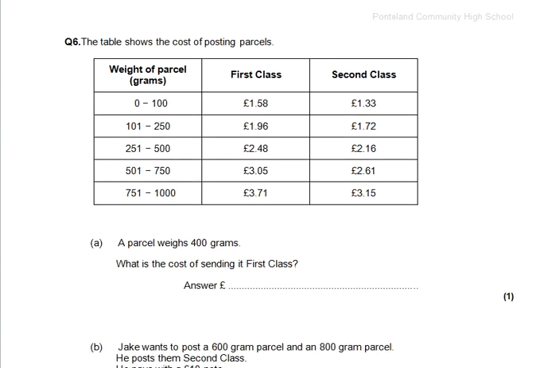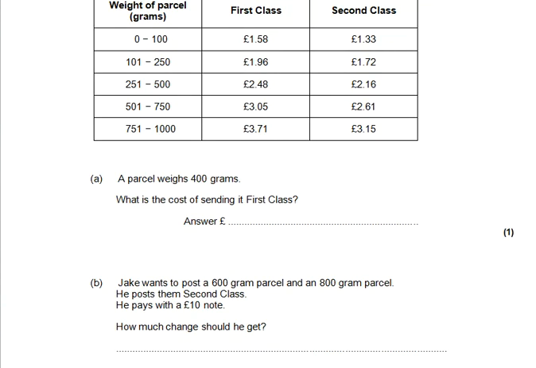Table shows the cost of posting first class. What is the cost of sending a 400 gram parcel? So 400 gram would appear in here, first class, so it's £2.48. Just a case of reading off the table, so it's £2.48.